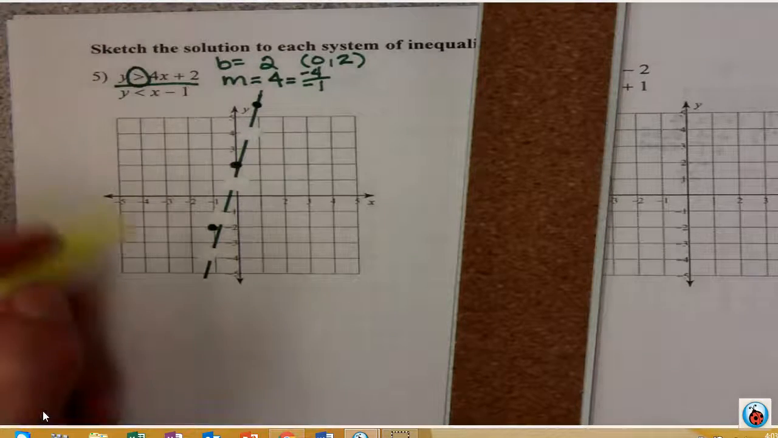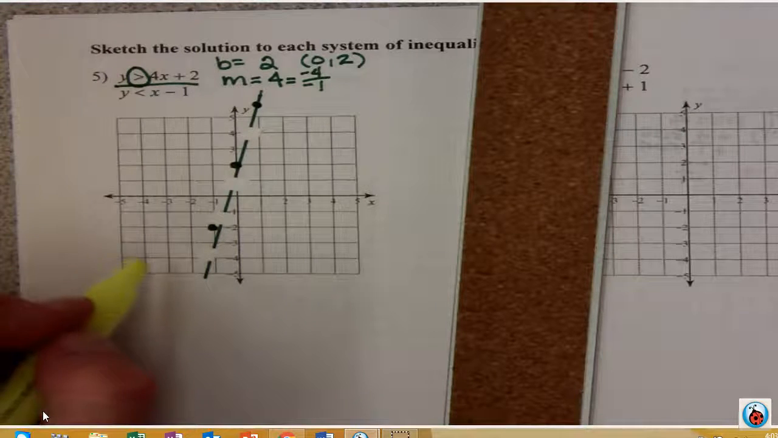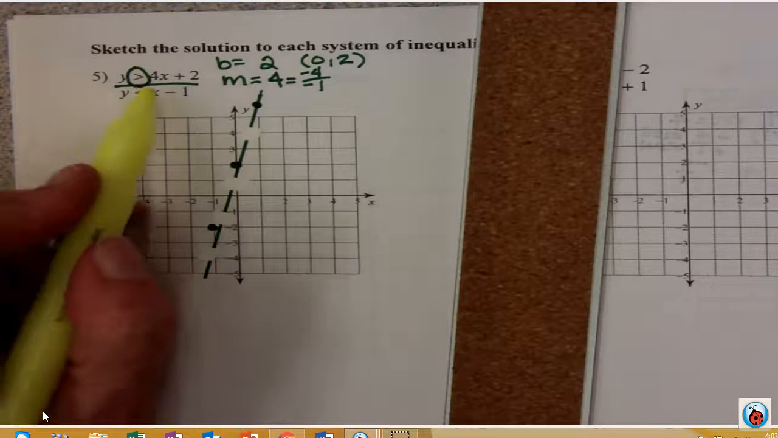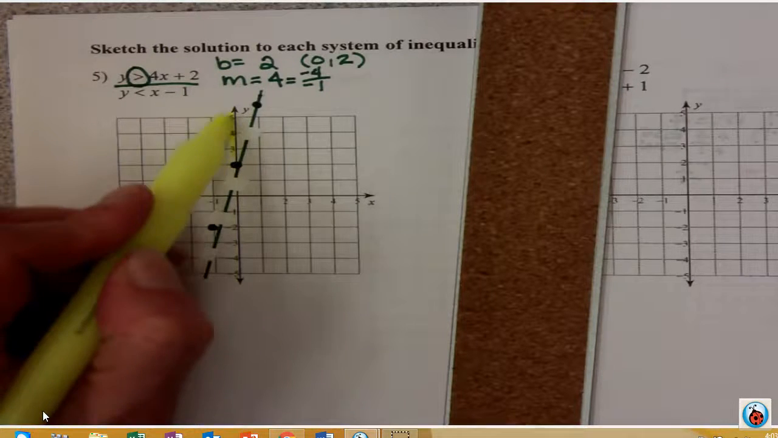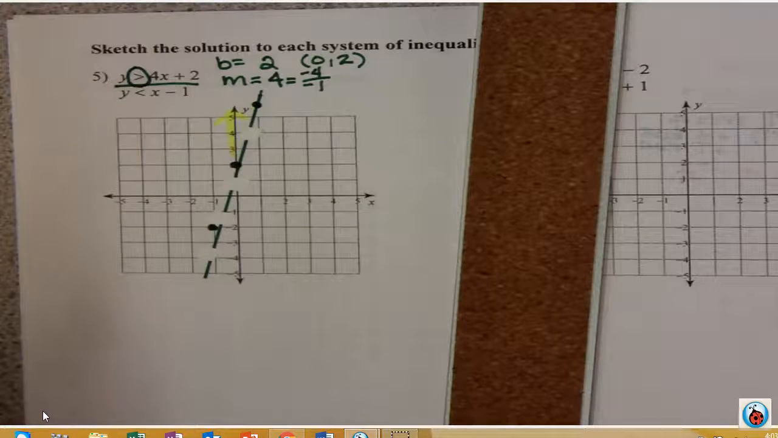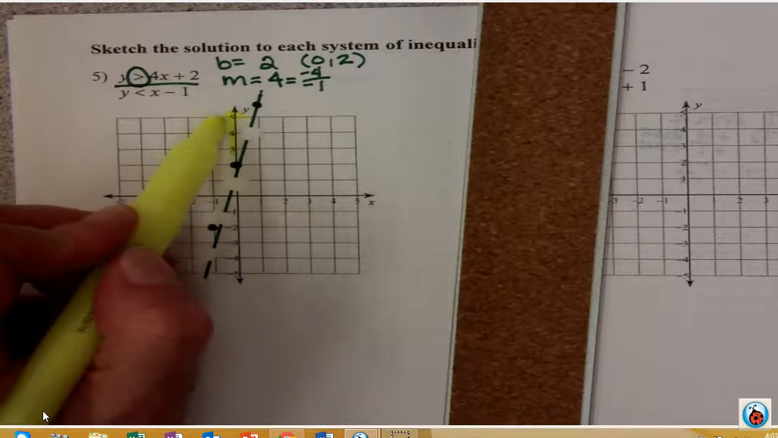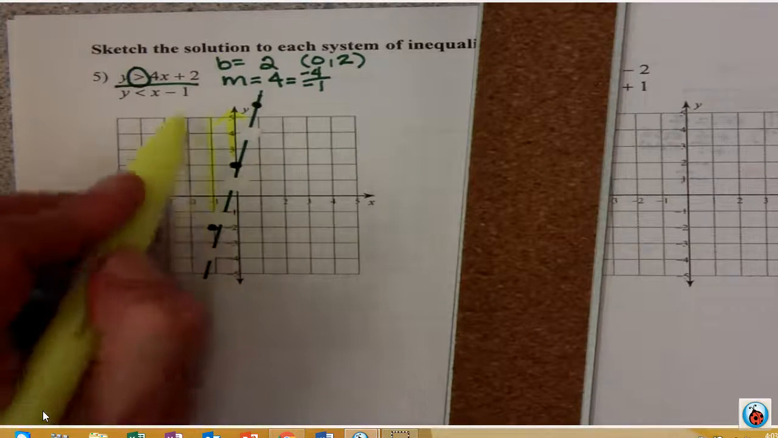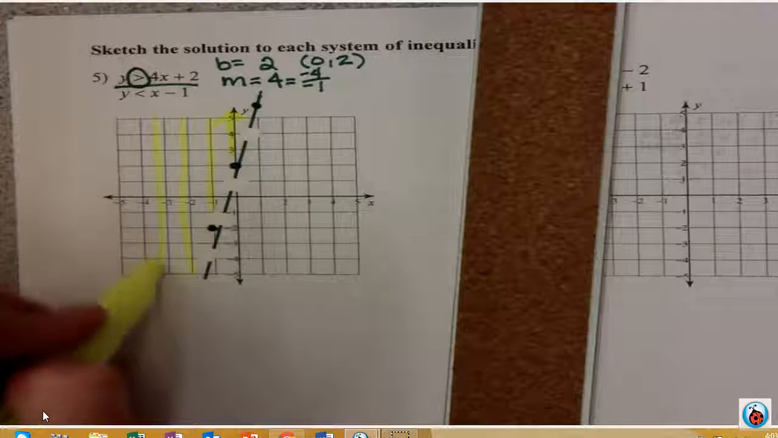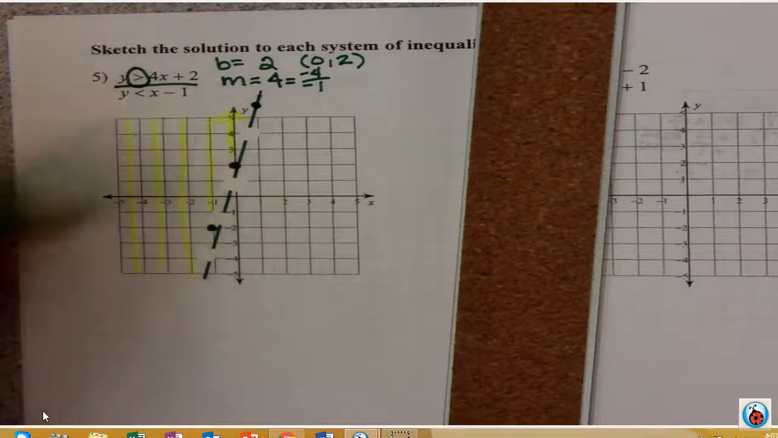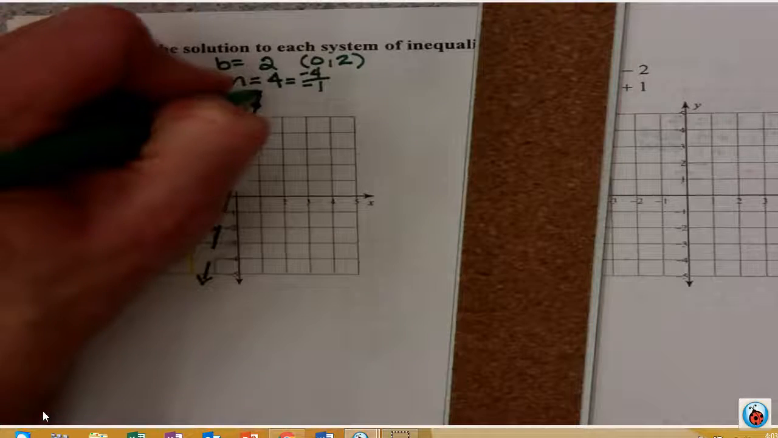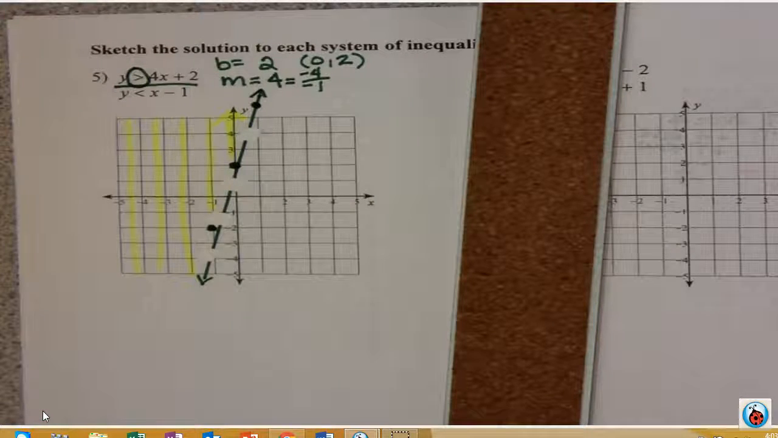You should be seeing my mistakes, right? All right. Now, since y is greater than, we are going to look and see y gets bigger when we are here. Y is bigger here. So everything gets shaded above the line. That shows me that y is greater than the points on that dashed line.